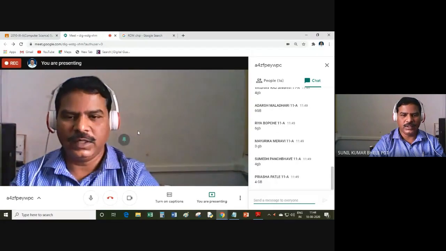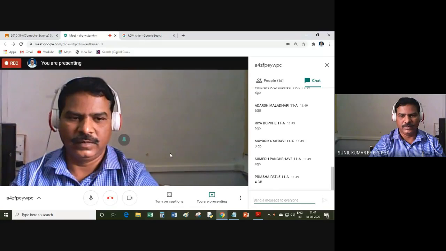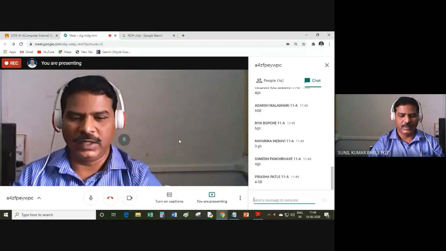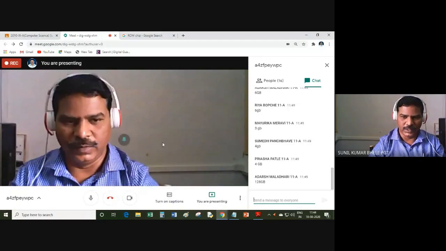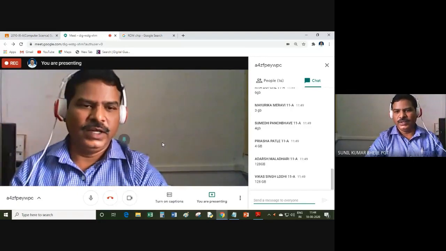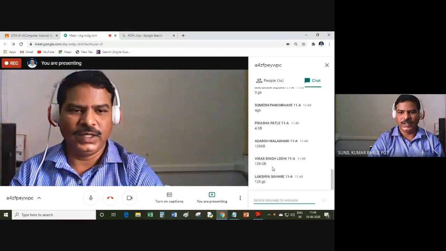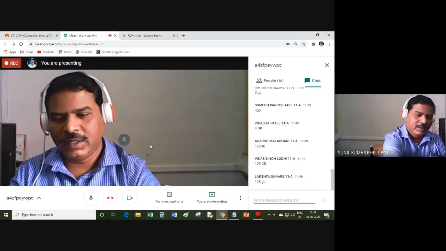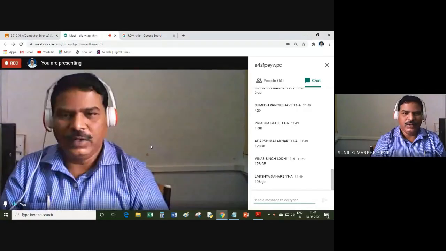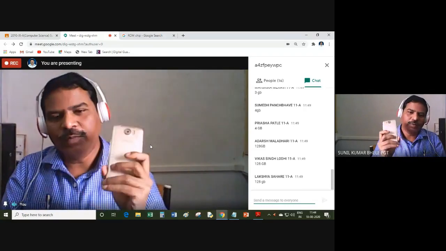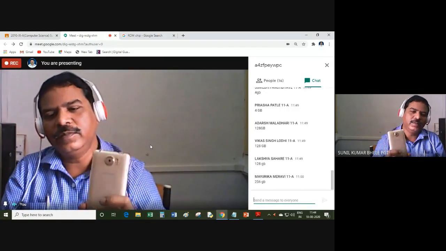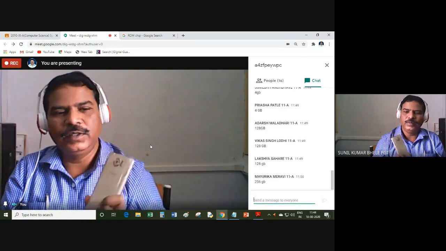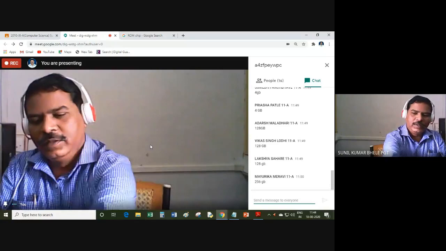Can you type what is the capacity of ROM in your mobile? Inside the chat box, you can type what is the size of ROM in your mobile. 128 GB. Vikas is also writing 128 GB. Lakshya 128 GB. It means you are using a very advanced mobile, because my mobile is a very old one. You can see this mobile. It contains only 3 GB RAM and I think only 32 GB ROM, meaning a permanent storage.